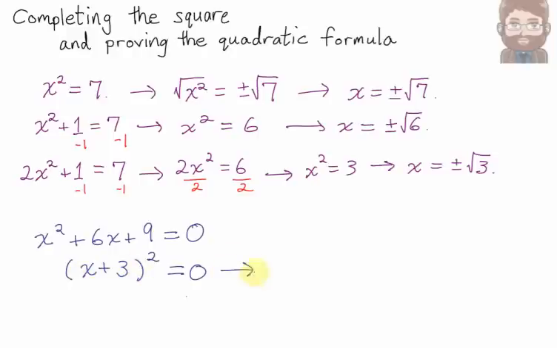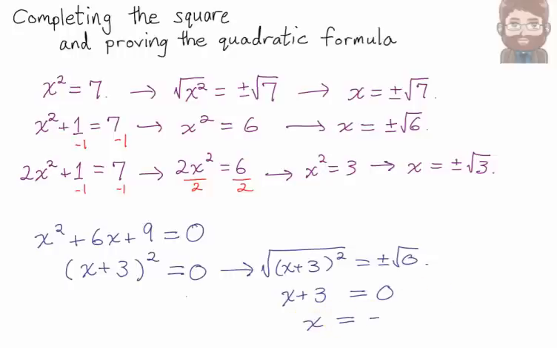Well, we have a perfect square on the left. Just as before, we can take the square root of that, which equals plus or minus the square root of 0. That's kind of silly. This right-hand side is still equal to 0. And x plus 3 is equal to 0. Or in other words, x equals negative 3. Well, we were pretty lucky there. The left-hand side looked like a perfect square already.